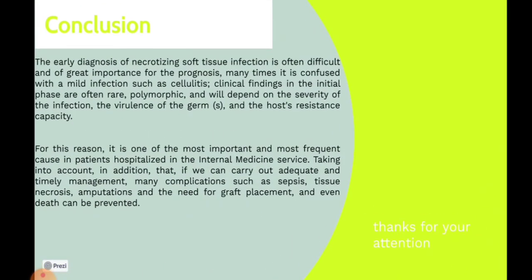Conclusion. The early diagnosis of necrotizing soft tissue infection is often difficult and of great importance for the prognosis. Many times it is confused with a mild infection such as cellulitis. Clinical findings in the initial phase are often polymorphic and will depend on the severity of the infection, the virulence of the germs, and the host resistance capacity.